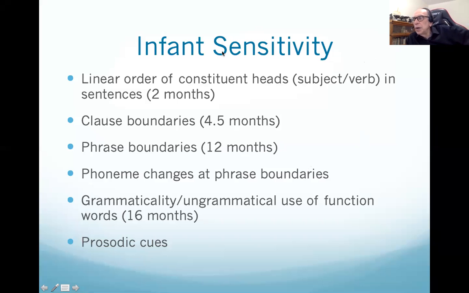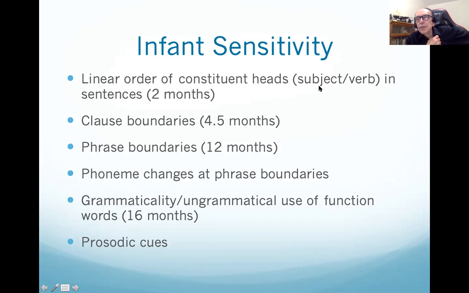So what do we see in Lust chapter 9 about infant sensitivity to this hidden skeleton of language, of syntax in particular? Kids are sensitive to the linear order of constituent heads in sentences at 2 months. That is, the order of subject and verb: the noun that's the head of the subject, the verb that is the head of the verb phrase predicate.